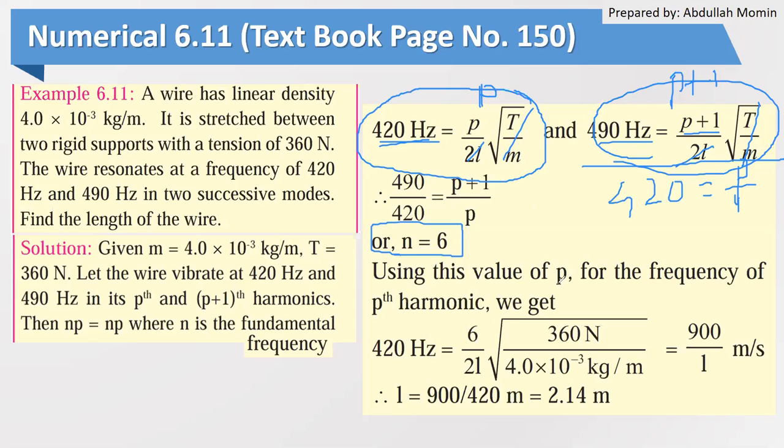Now using this value of p for the frequency of the pth harmonic, we can write this as Np. This is the value of Np. That means for the pth harmonic, instead of p, we are going to put the value 6. So when you put the value 6 and calculate it, we will get 900 meter per second. And after dividing it, calculating it, we will get the length 2.14 meter.